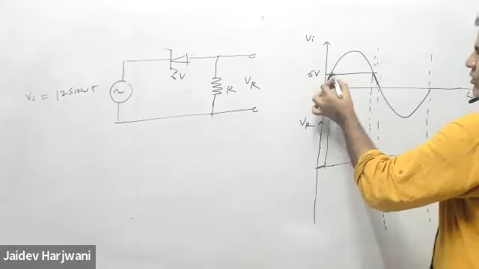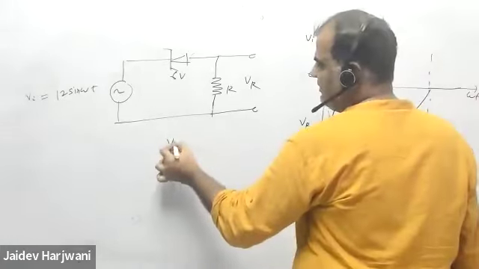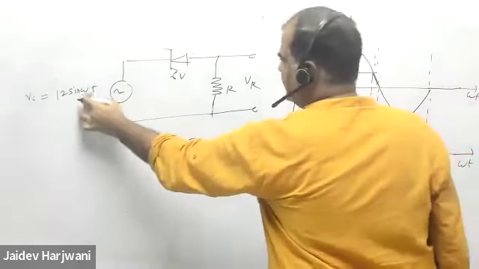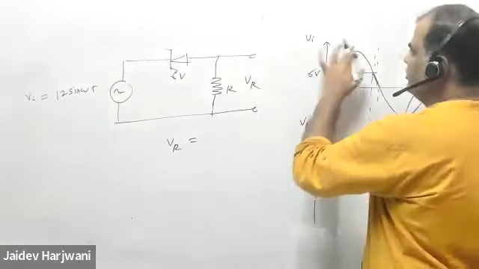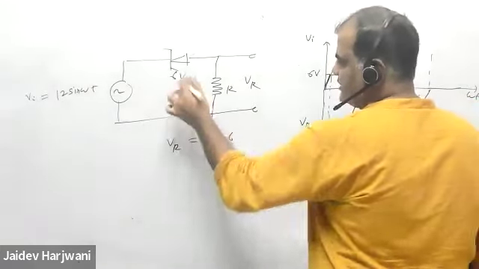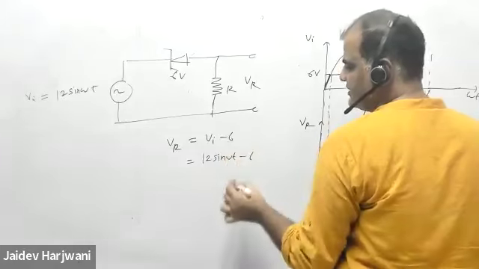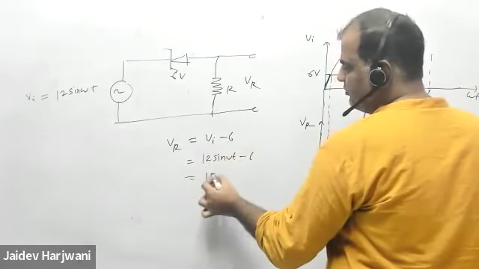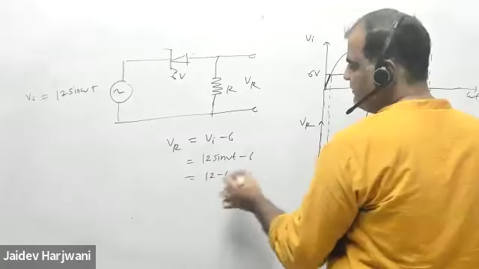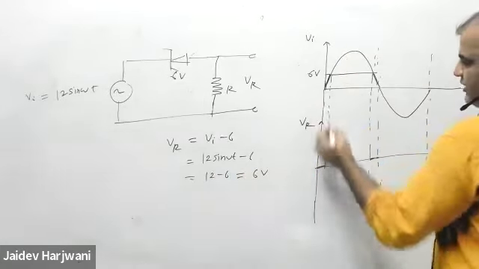Now if it goes above 6 volt, then what will my VR be? VR is V input minus 6, and V input is 12 sin omega t minus 6. The maximum value it can go up to is 12, so VR can go to a maximum of 6 volt. So up to 6 volt, there will be no current.